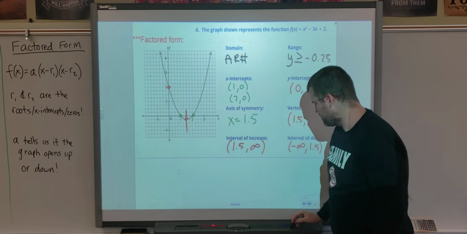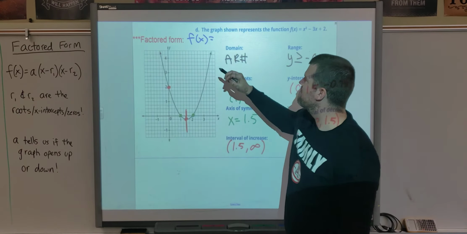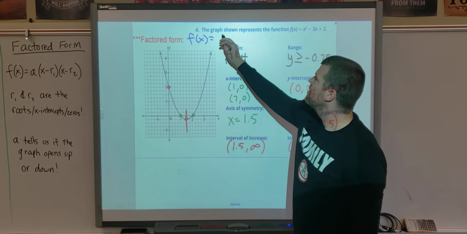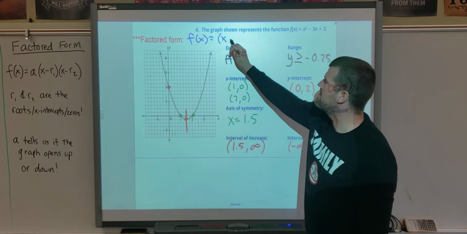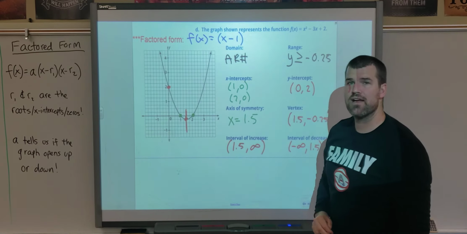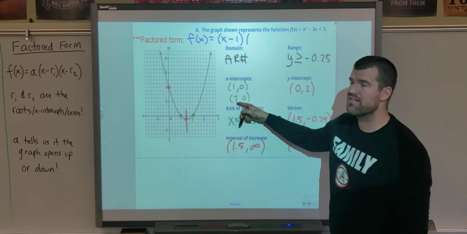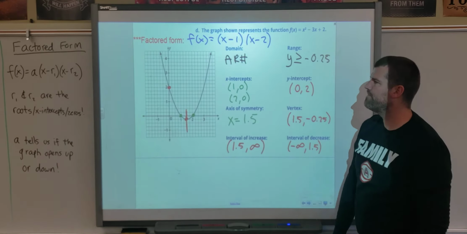Going back to our factored form, it's going to be f of x equals, my a value is 1, so I don't need to put anything. My first intercept was a positive 1, so this needs to say opposite, x minus 1. And then my second intercept was positive 2, so this will say x minus 2. Factored form.